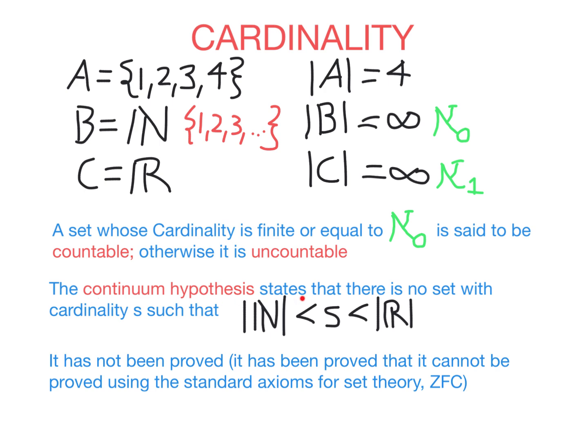Now, the continuum hypothesis is a very interesting theory that says there's no set that has cardinality more than this but less than this. Now, that is just a hypothesis. It hasn't been proved, and interestingly, it's been shown you can't prove it using the ZFC axioms for set theory, which tends to be the most popular amongst mathematicians. All right, let's look further at this concept of being countable.